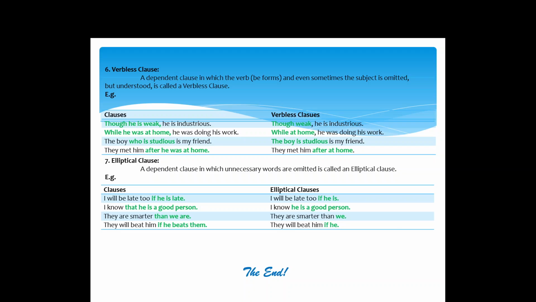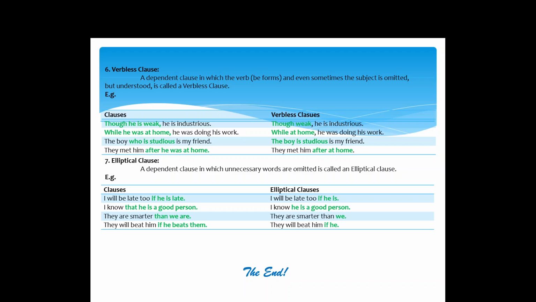The next example, the boy who is studious is my friend. The boy is studious is my friend. I guess here we have committed a mistake. It isn't, this is does not come here. The boy studious is my friend. Next we have got, they met him after he was at home. They met him after at home. So here we complete verbless clauses. If you still have questions about verbless clauses, you can ask me.